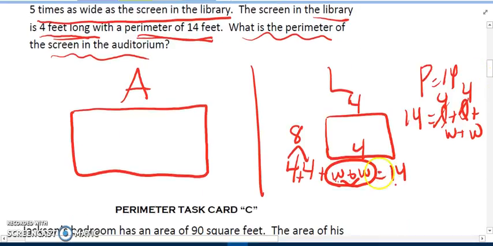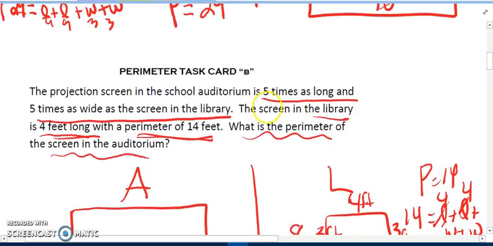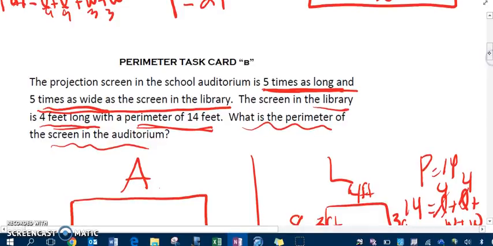If that's the case, then what would each W need to be worth? Well, 6 divided by 2 would be 3. So my W is 3. Okay, so I know that this is labeled feet. So now I have solved the length and the width of the library. Well, I can use that to find out the length and the width of the auditorium because it's 5 times the length of the library and 5 times the width of the library.